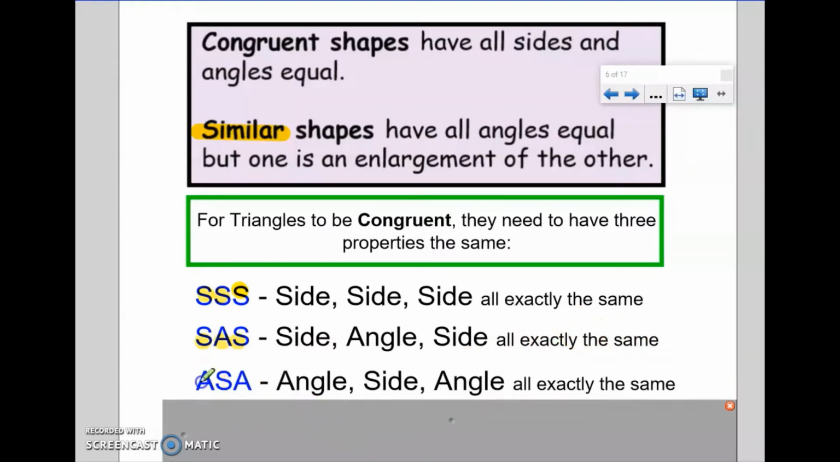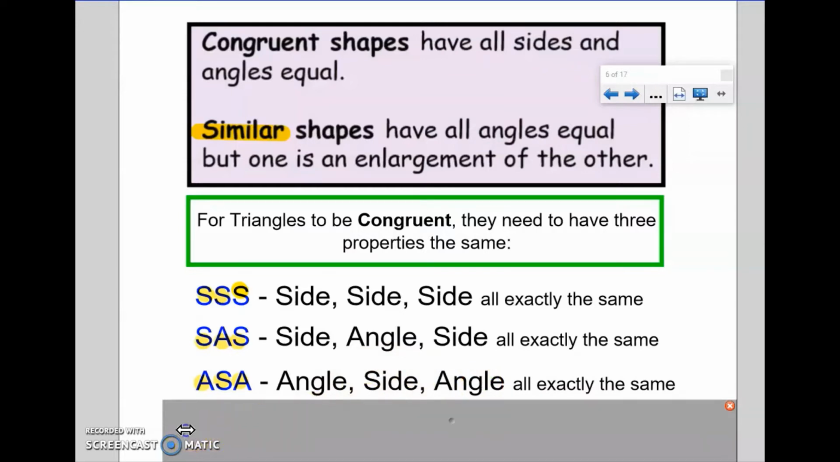We also have ASA, three properties: angle, side, angle. If we have two triangles where we have two angles that are the same and the side in between those two angles is the same, we can confidently state that the shapes are congruent.